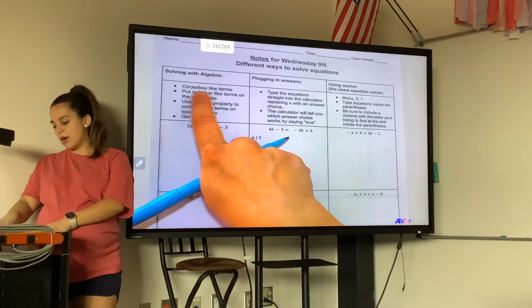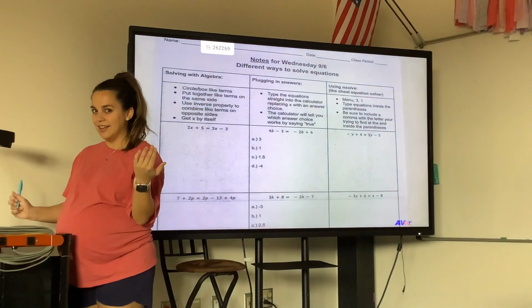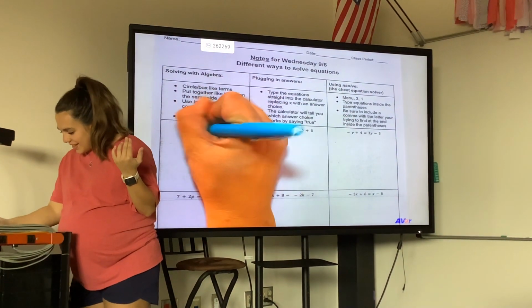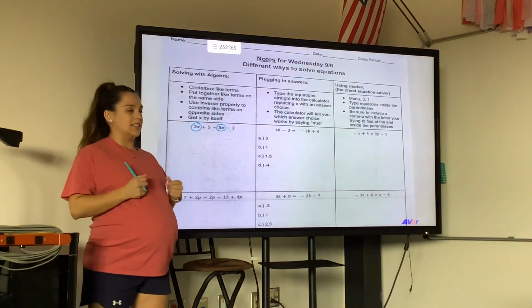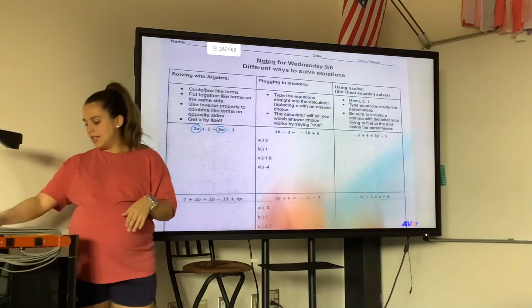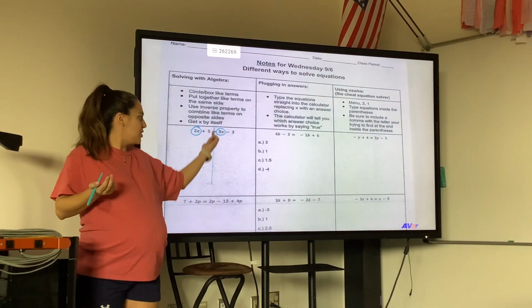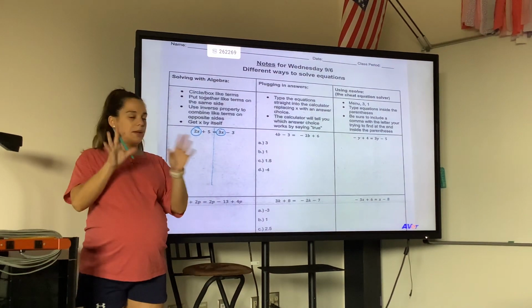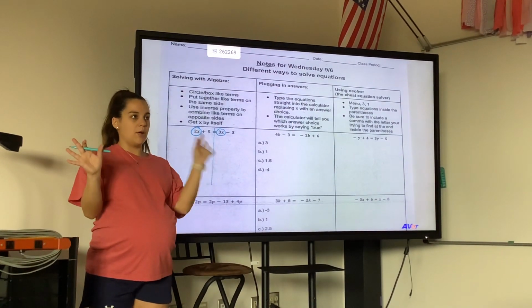It says circle and box the like terms. Remember, like terms are terms that look alike. That would be a like term, and that would be a like term. They're alike because they have x's, which means the other two numbers are alike because they don't have x's. This is the middle of my equation right here, and sometimes I draw a line to help me stay separated, and sometimes I don't. But it keeps me kind of apart.